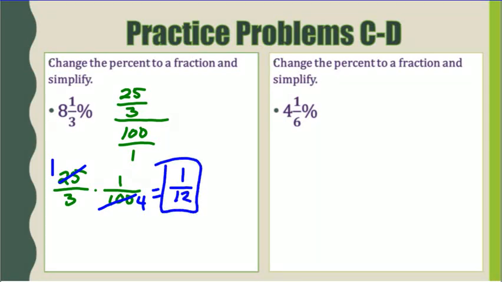You could always check your answer. If you're doing 1 over 12, so 1 divided by 12, then multiply that by 100, you would get 8.3 repeating, which is 8 1/3%.